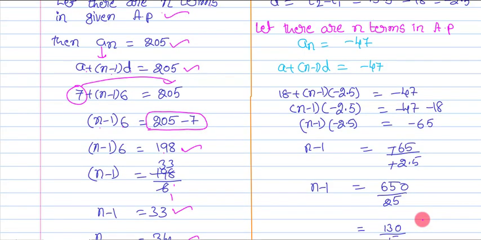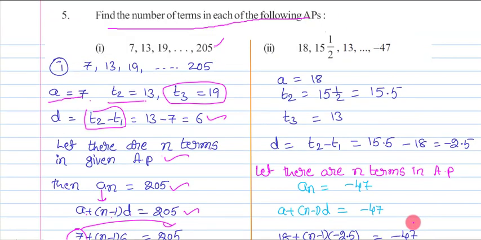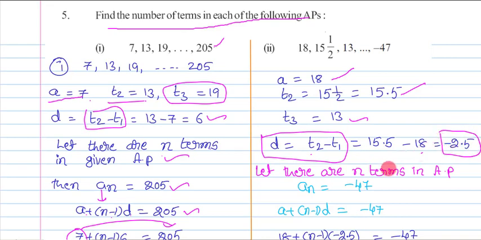And let us see the last problem in this video, which is the second problem of the fifth question, in which they mention that the first term is 18, the second term is 15 by 2, the third term is 13, and so on up to minus 47. Okay, so the first term is 18, the second term is 15 by 2, which is 15.5. I converted this into decimal form, and the third term is 13, and the common difference is T2 minus T1, that is 15.5 minus 18, that is minus 2.5.